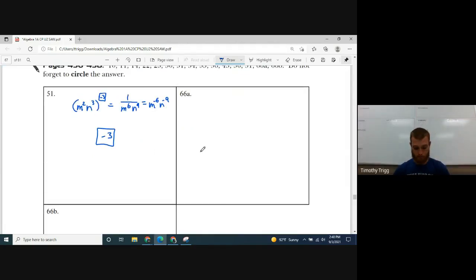66, part A. Next page. Says geography. Earth has a radius of about 6.4 times 10 to the 6th meters. What is the approximate surface area of Earth? Use the formula for the surface area of a sphere, which is surface area equals 4 pi r squared. Write your answer in scientific notation. So we're going to be using the formula for the surface area equals 4 pi r squared. So this is the surface area of a sphere, which of course the Earth is a sphere.